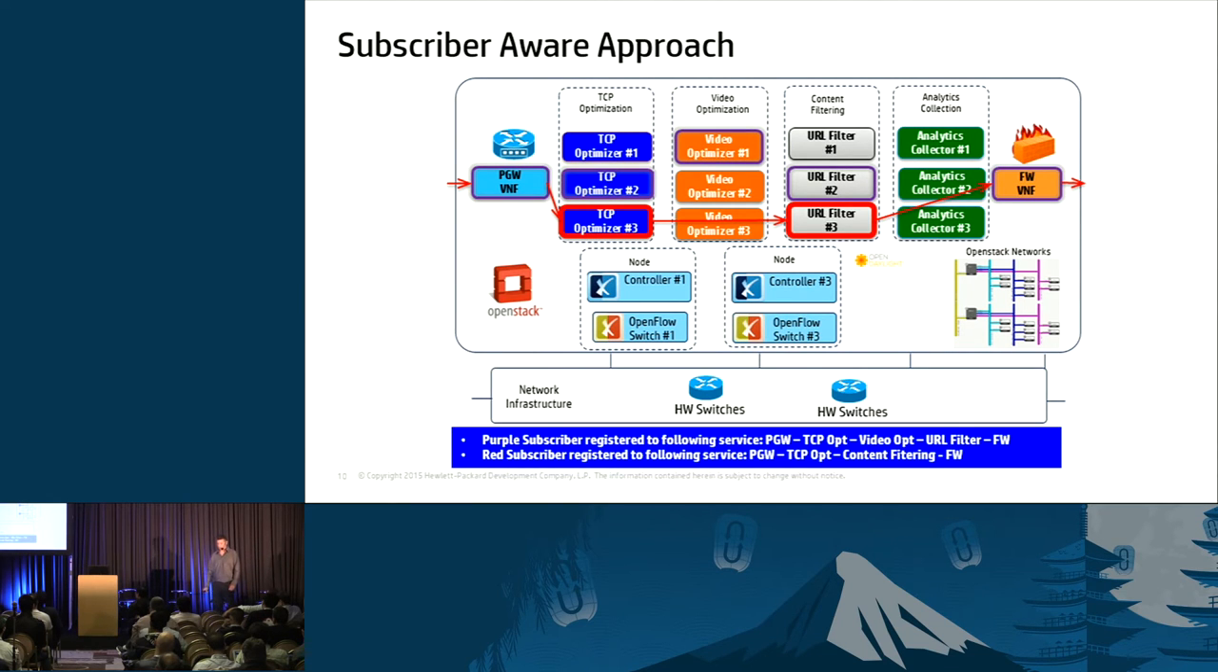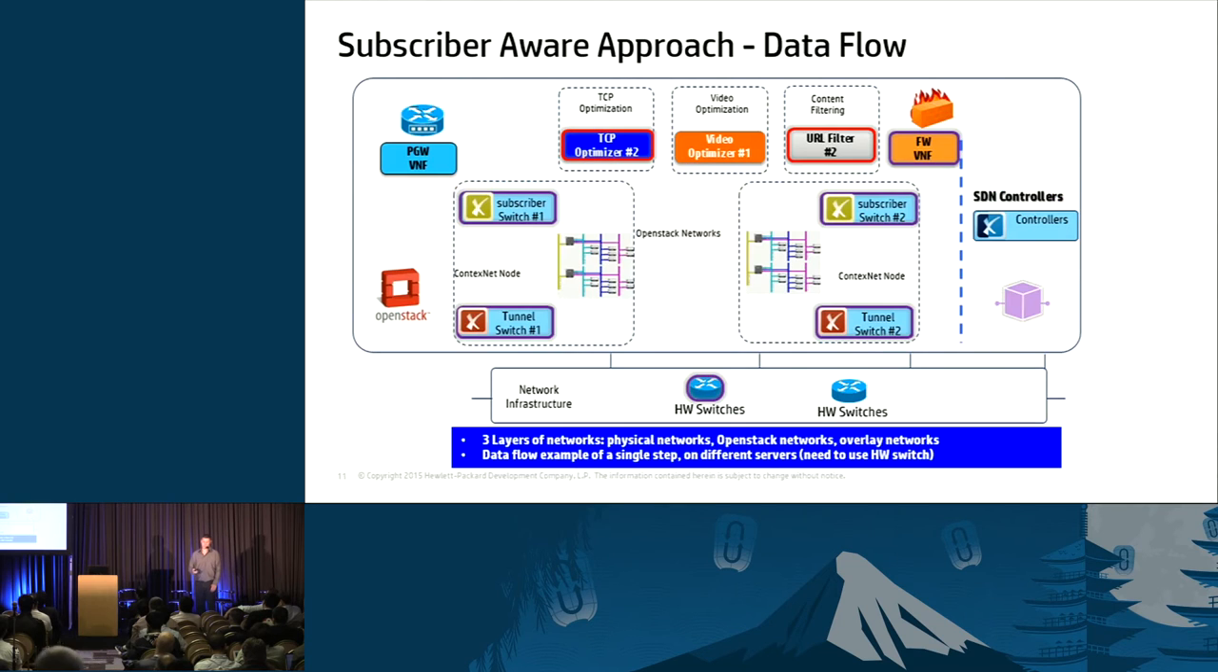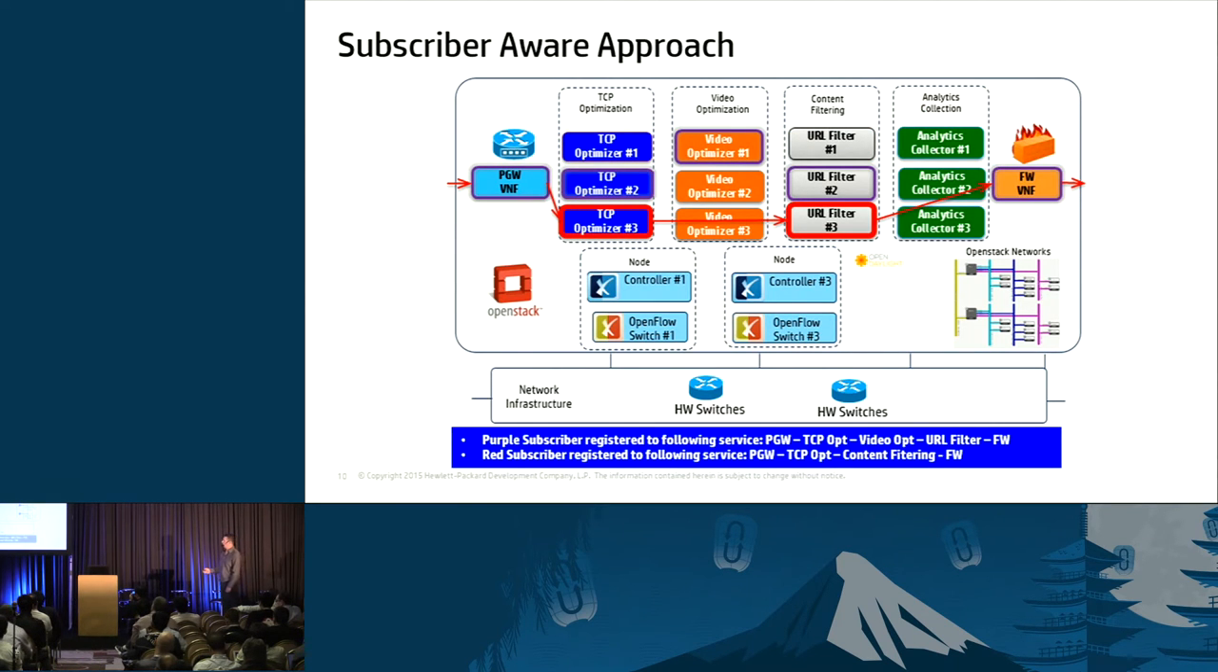Okay, and these two subscribers' traffic is running in parallel without interfering with each other. Now I want to go a little deeper to see how the data flows. Okay, we use the first in the previous slide. We have the controller, that knows how to configure the traffic inside this network in order to achieve these two chains.